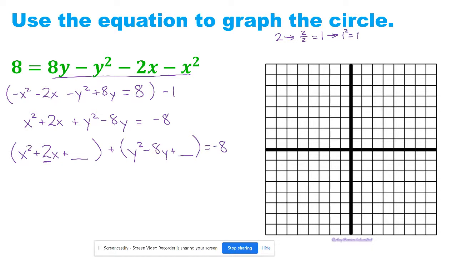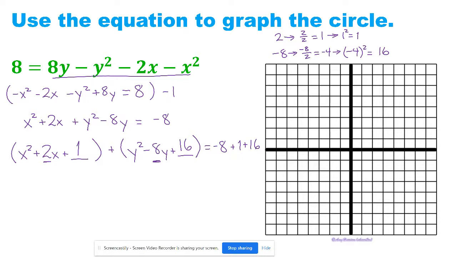So I'm going to add a 1 in here. So you have x squared plus 2x plus 1. For the y's, I have a -8. I chop it in half. Get -4. I square the -4. And I get +16. So one thing to keep in mind, the numbers you're going to add when you complete the square are always going to end up being positive numbers. So what I did is I added a 1 and I added a 16. So if I add those on the left side of the equation, I also have to add them on the right.